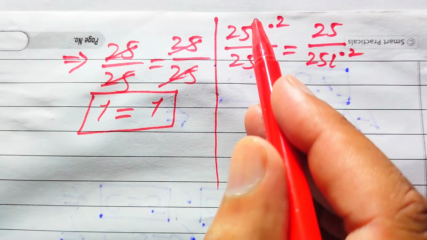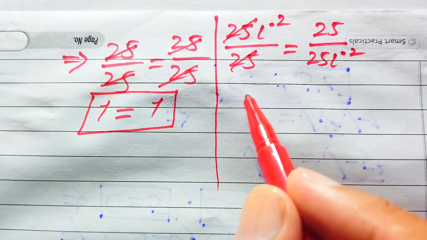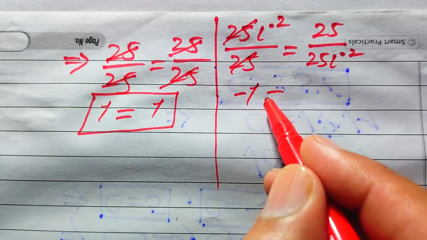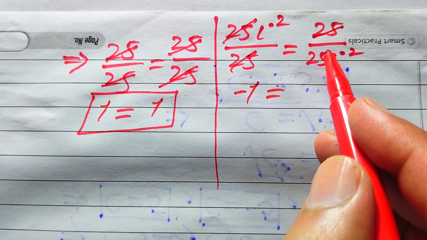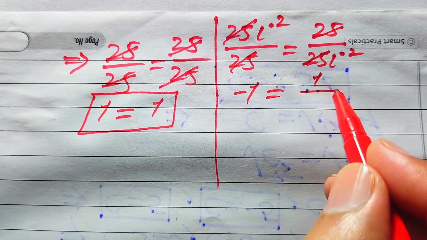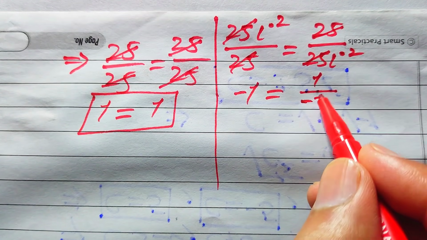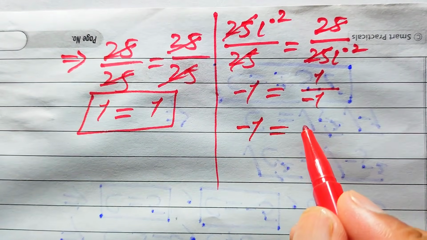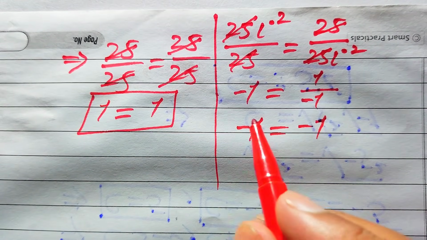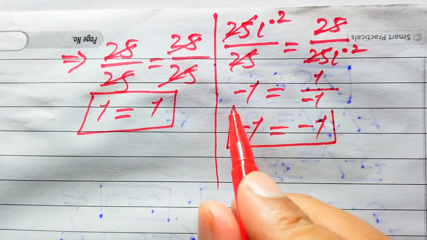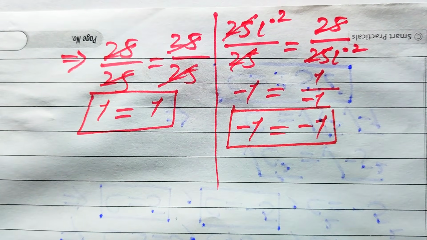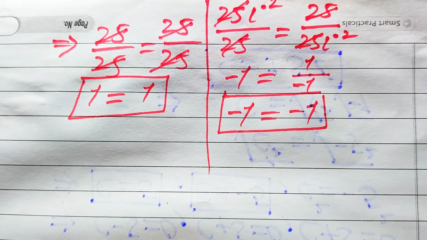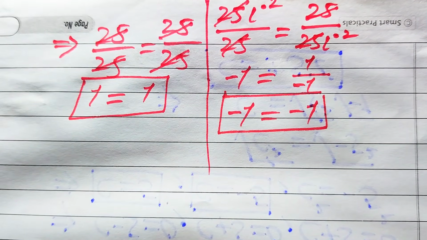And in the same pattern this 25 and this 25 are gone, and from here we get iota square. Further, we know that the value of iota square is equal to -1. This 25 and this 25 are also gone and we get 1 divided by iota square, and iota square is equal to -1. So we have -1 is equal to -1. This shows that both of the sides are equal. It means that all four roots of the given equation satisfy our given question statement.